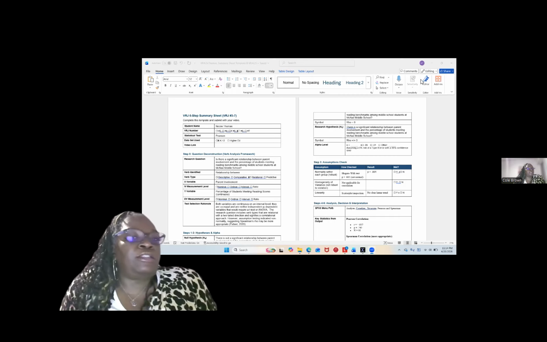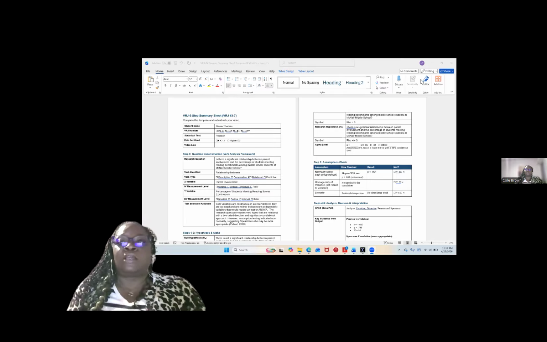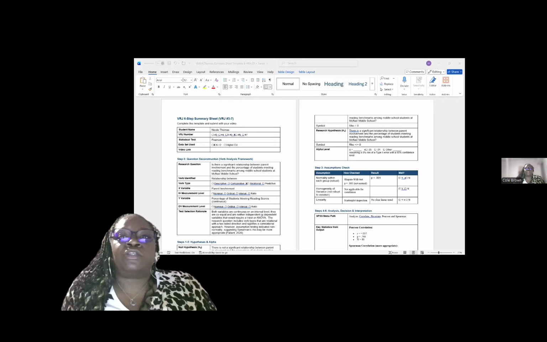First, we need to start at step 0, and that's the verb analysis framework. And we're just taking a look at, let's make sure that you're able to see. Stop sharing. All right, I'm going to go back and pull up the actual document. All right, we're sharing again.